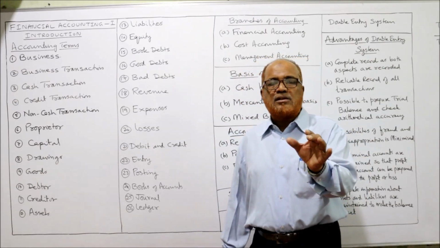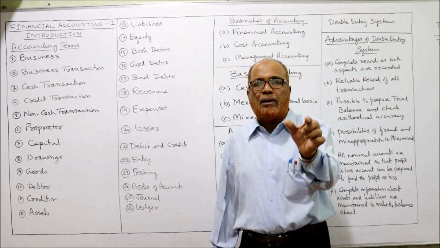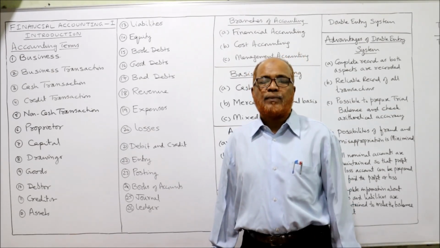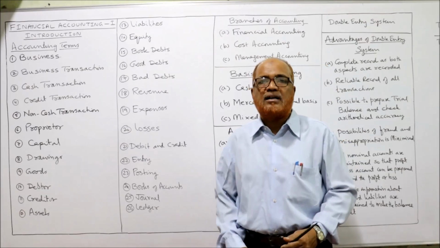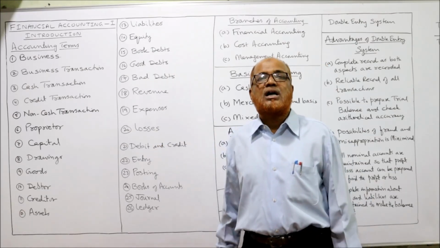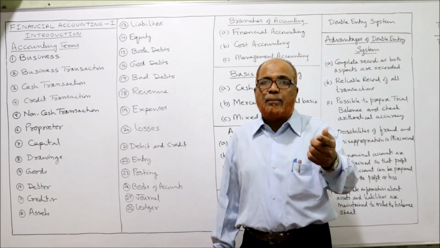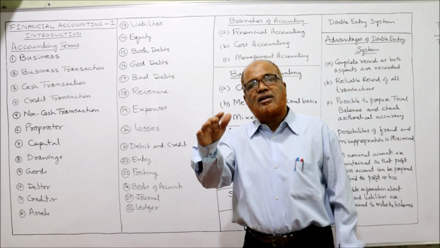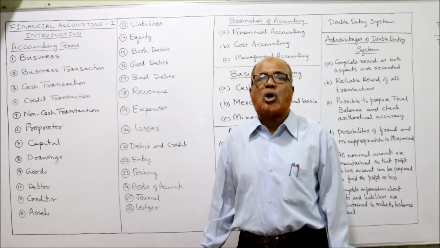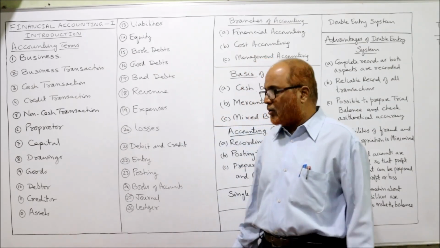So to debit means to record the transaction on the debit side of the account. An account will have two sides. Left hand side is called debit side. Right hand side is called credit side. So to debit means writing the transaction on the debit side. To credit means writing the transaction on the credit side of the account.